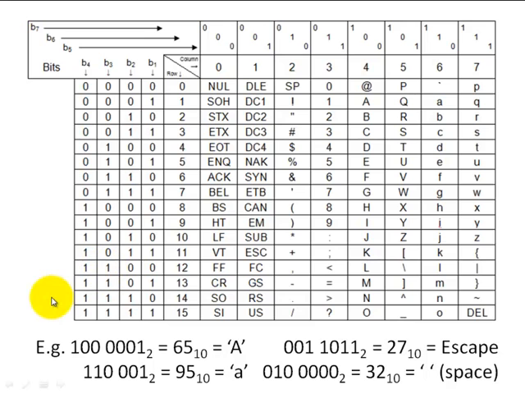So some of these examples: 1000001 converts to 65 in decimal, but when we're looking at ASCII, 100 and then 0001, that's character A. And then 1100001 is the lowercase letter a. And some of the other symbols are shown there as well.